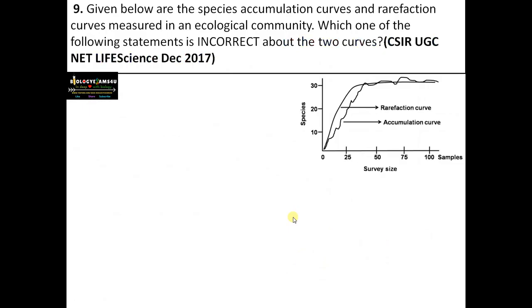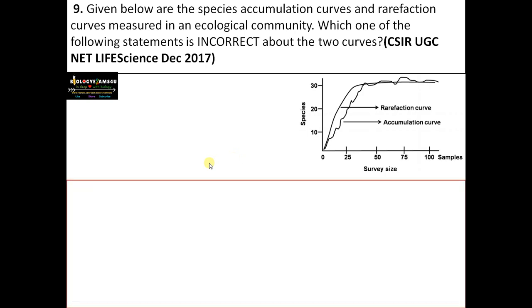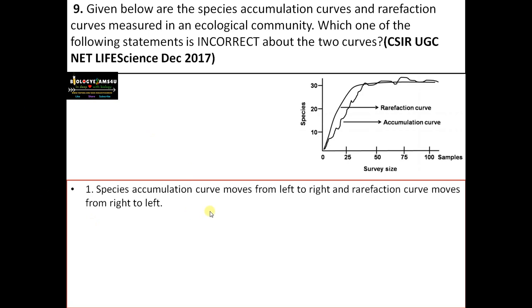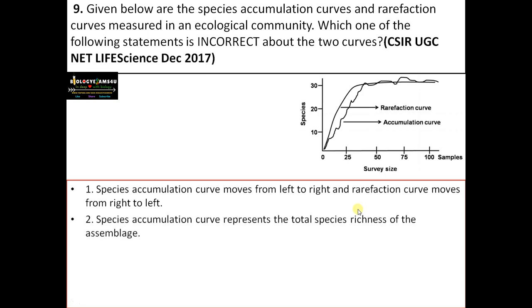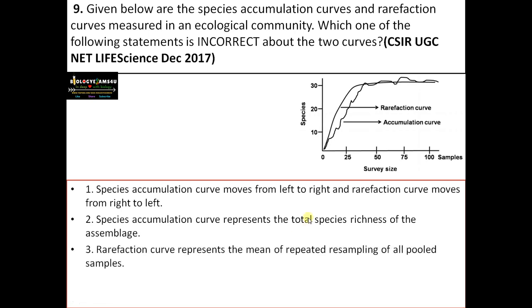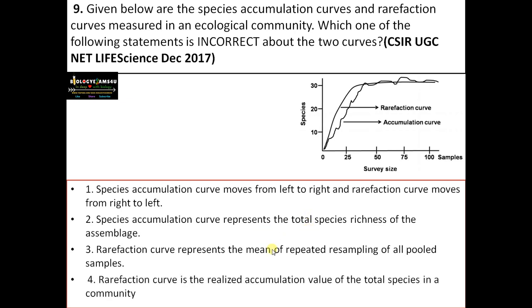Given below are the species accumulation curves and rarefaction curves measured in an ecological community. Which one of the following statements is incorrect about the two curves? So this is the accumulation curve, and this one is the rarefaction curve. Here also we need to pick out the incorrect statement. Species accumulation curves move from left to right and rarefaction curves move from right to left. Second option, species accumulation curve represents the total species richness of the assemblage. Third option, rarefaction curve represents the mean of repeated resampling of all pooled samples. And the fourth one, rarefaction curve is the realized accumulation value of the total species in a community.